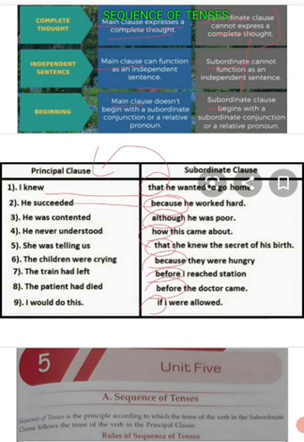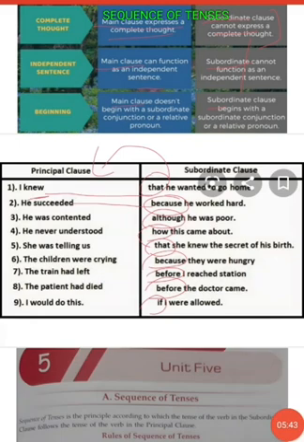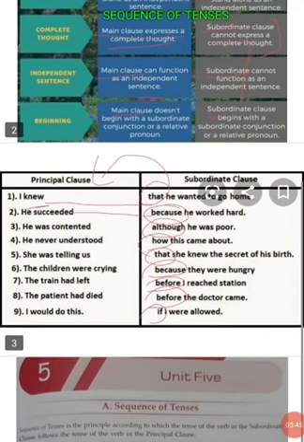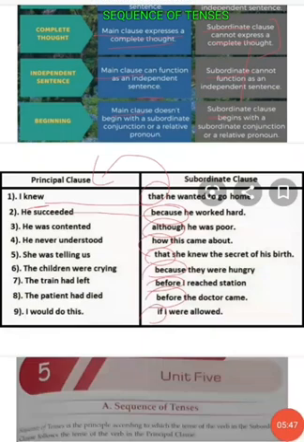So now you can see in the principal clause there is a verb. So here knew is the verb, and that he wanted to go home. Wanted is another verb in the same sentence. He succeeded is the verb because he worked. Worked is the verb.